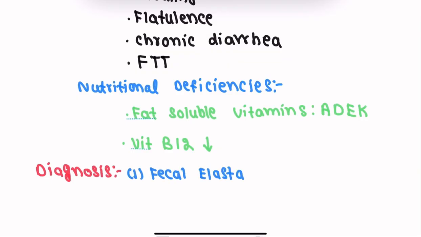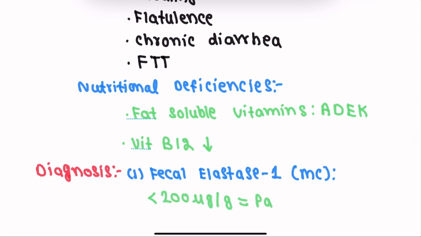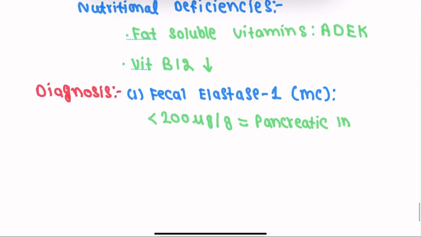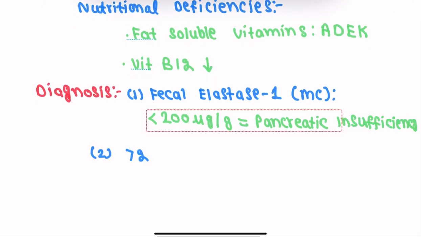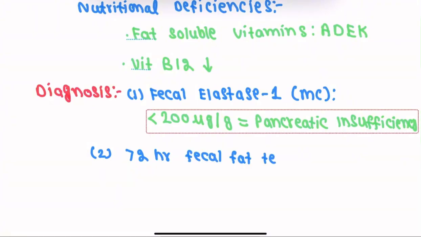Then if we go toward the diagnosis, the most common test is the fecal elastase-1 test. This is an enzyme that is produced by the pancreas, and if it is less than 200 micrograms per gram of stool, then it is a case of pancreatic insufficiency. It is decreased in pancreatic insufficiency because the pancreas is not working normally.